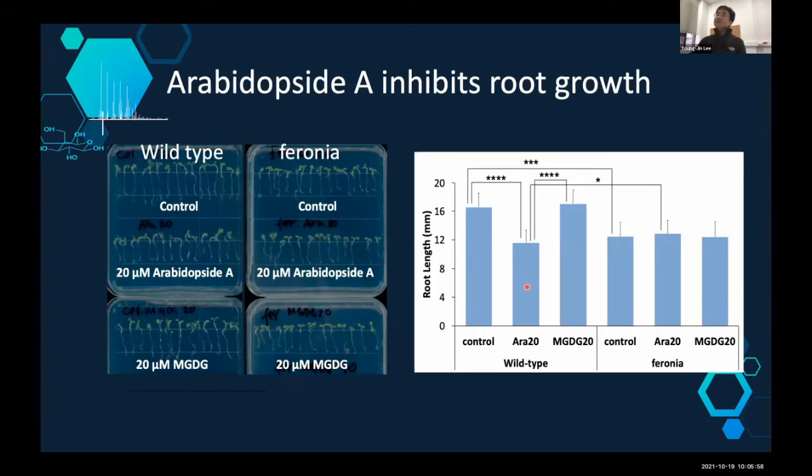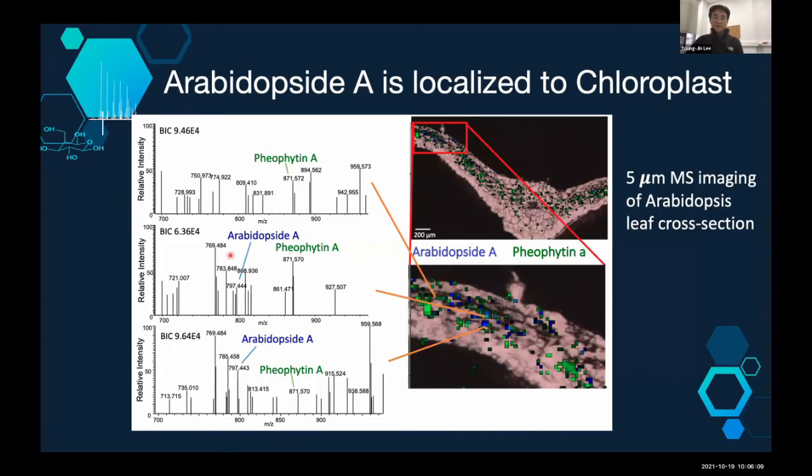We confirmed they actually do have biological functions. For example, arabidopside A inhibits root growth. But then in terms of mass spec imaging, we have become interested in whether we can get some subcellular localization information. So this is an Arabidopsis leaf cryosection.